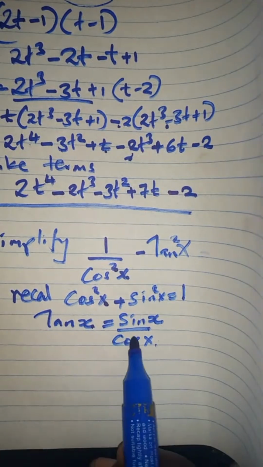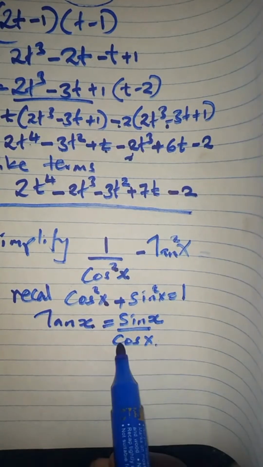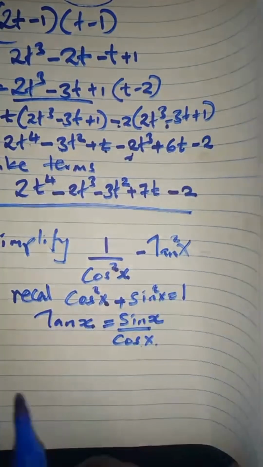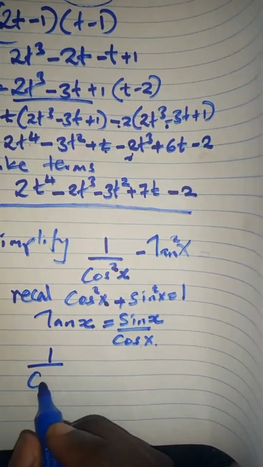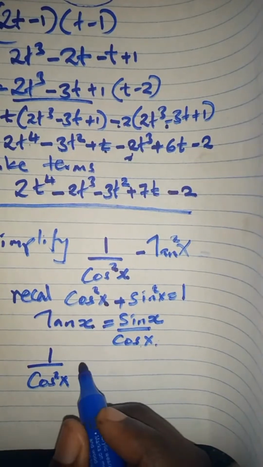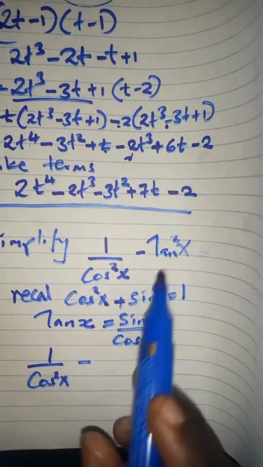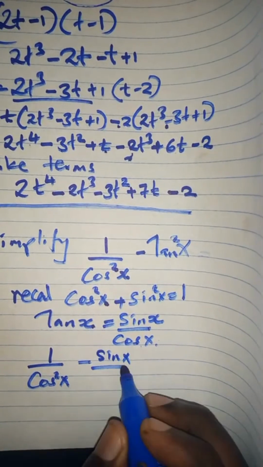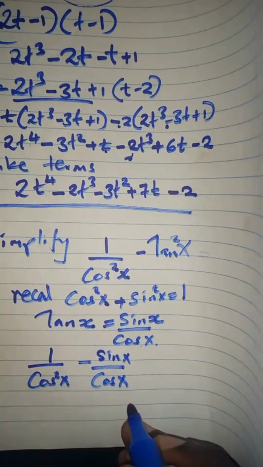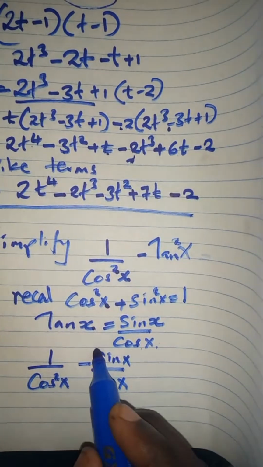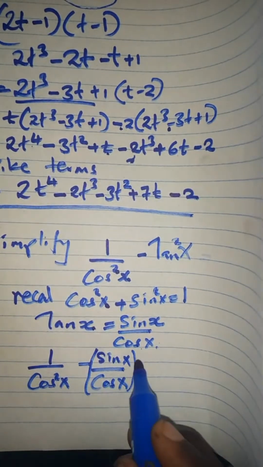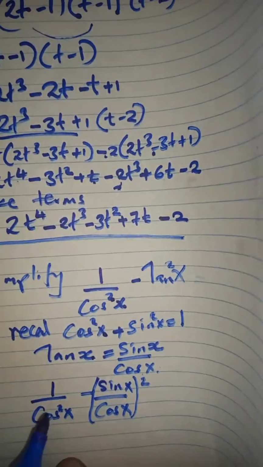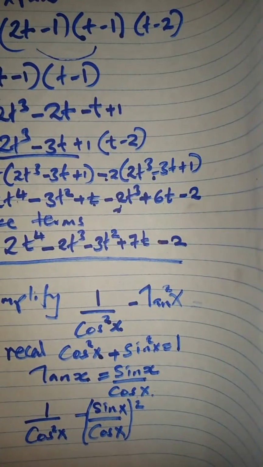So, I know this sin x over cos x is the same as tan x. So I can replace it there. So it is 1 over cos squared x minus tan x is sin x over cos x. But remember my tan was squared, so that means I can square that.